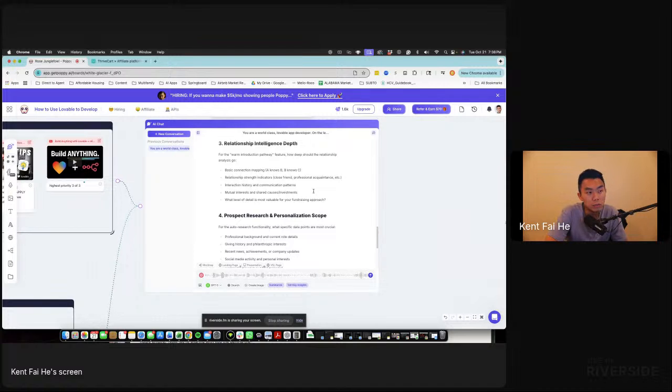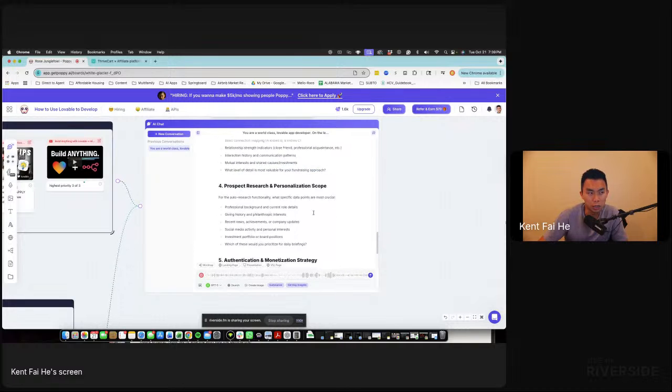The level of detail that's most valuable is for me to understand how the relationship maps, right? What is the basic connection mapping, such as A knows B or B knows C, and what are their backgrounds, and what mutual interests or shared causes do they have? I think those are probably the data that we'll believe the most in, because a relationship strength indicator is unlikely going to be very high. So we should probably deprioritize relationship strength indicator until later.